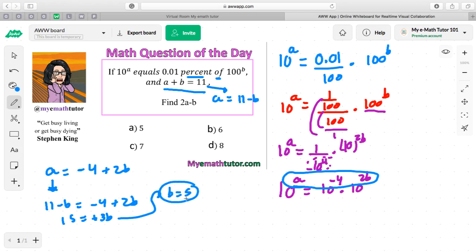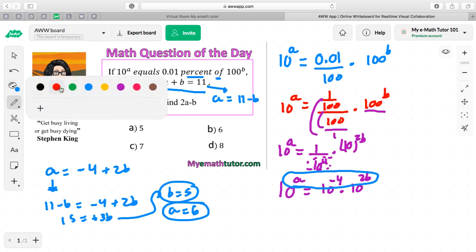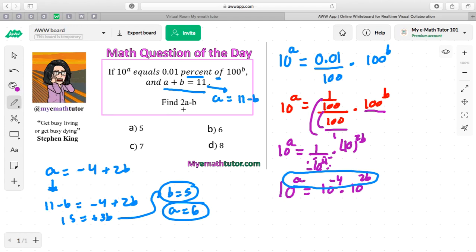Beautiful. Now I know that if b is 5, remember a plus b equals 11, so that makes a equal 6, because 6 plus 5 is 11. Almost there. Okay, and finally, find 2 times 8 minus b. This is 12 minus 5, which the answer then is C.